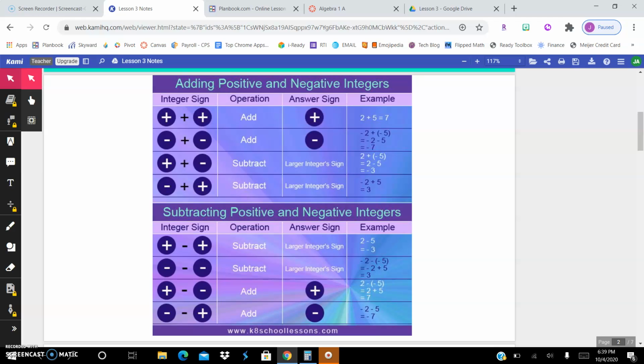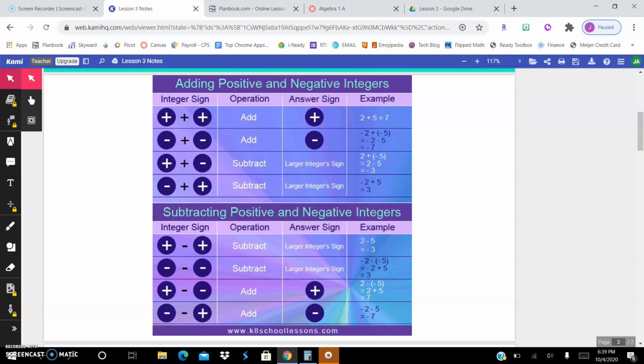So if you're adding two positive numbers, you just add and the answer is going to be positive. That's what you've always done. Then if you have two negative numbers that you're adding together, you still add them together, but they're both negative, so their answer is going to be negative.